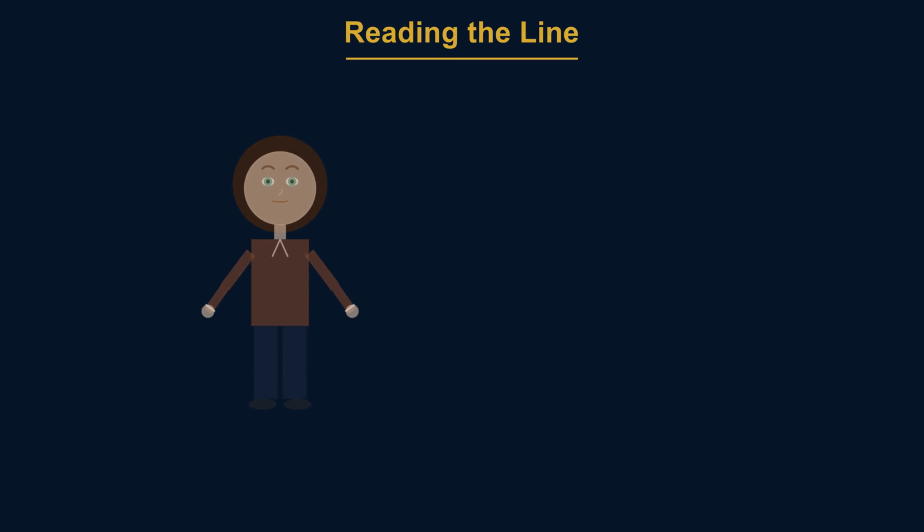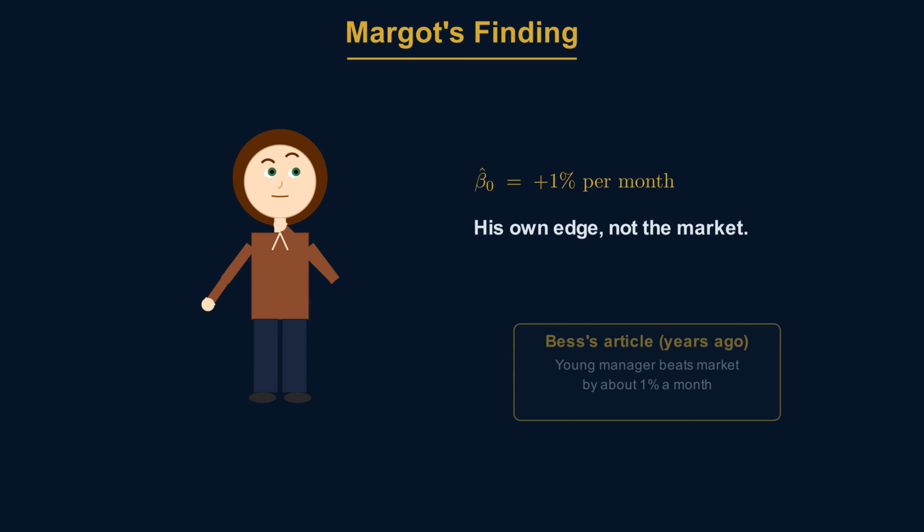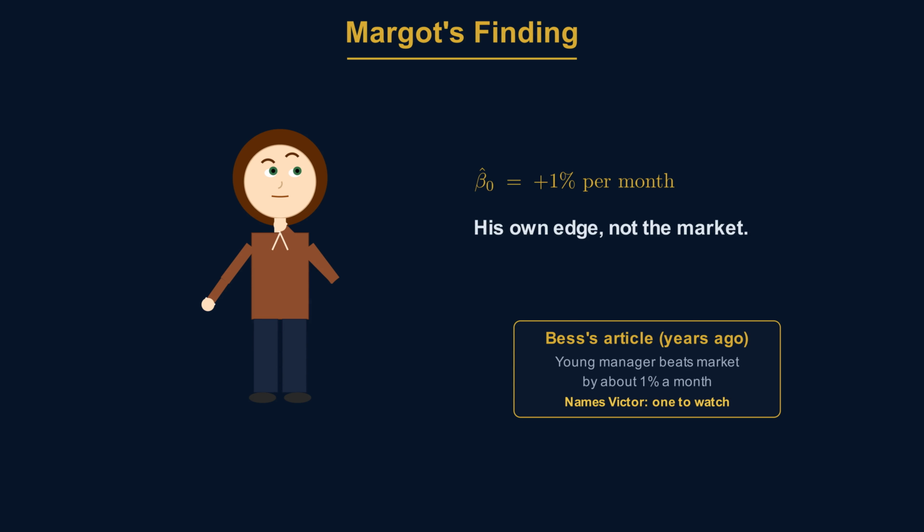Margot sits back. 1% a month. That's the part of Victor's return that the market doesn't explain. His own edge, clean and steady, at least in those early years of his fund. The number stops her because she's seen it before. Not in the fund records, but actually in one of Bess's articles.